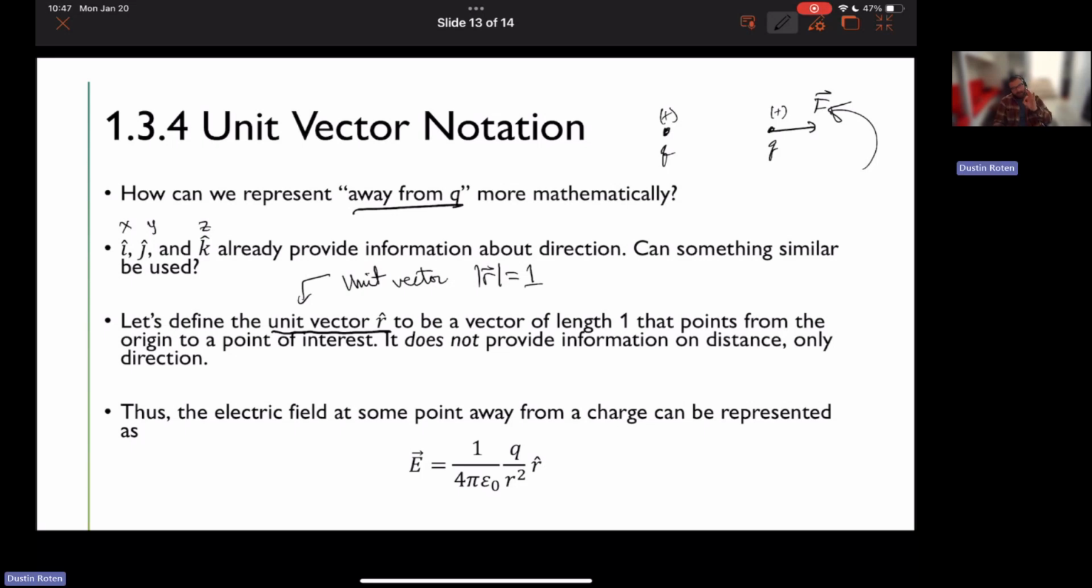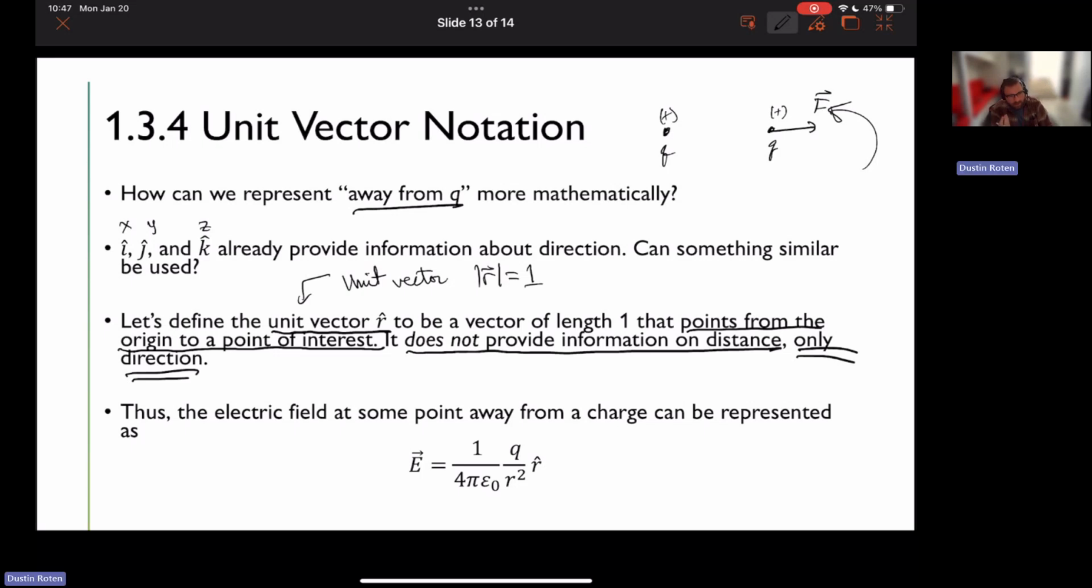Okay, so it's got this magnitude of 1, and it points from the origin to a point of interest. It does not provide information on distance. Its length is always 1. It only provides information about the direction.